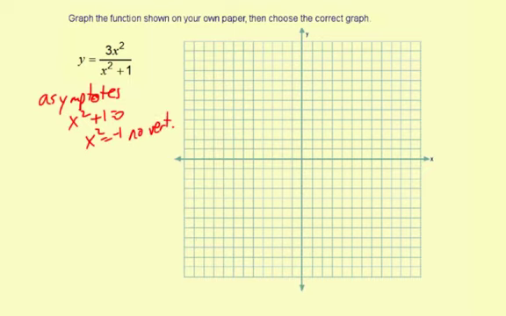Now we're going to see about horizontal asymptotes. In this case, the degree of the numerator is the same as the denominator degree. They're both 2. So you divide the leading coefficients. There's a 3 and an invisible 1 here. So y equals 3 is your horizontal asymptote.